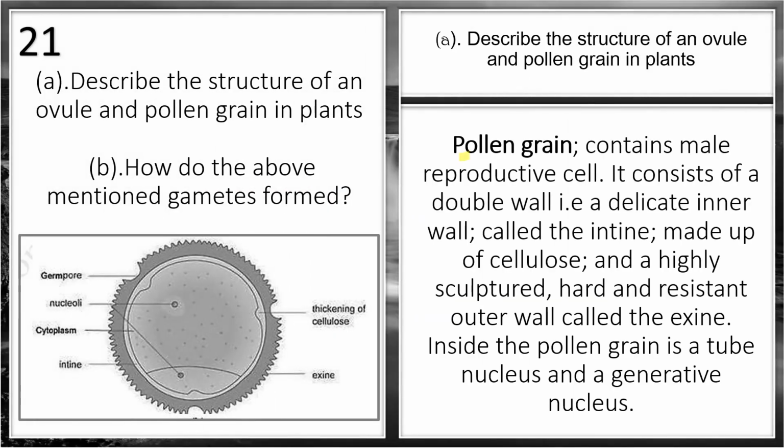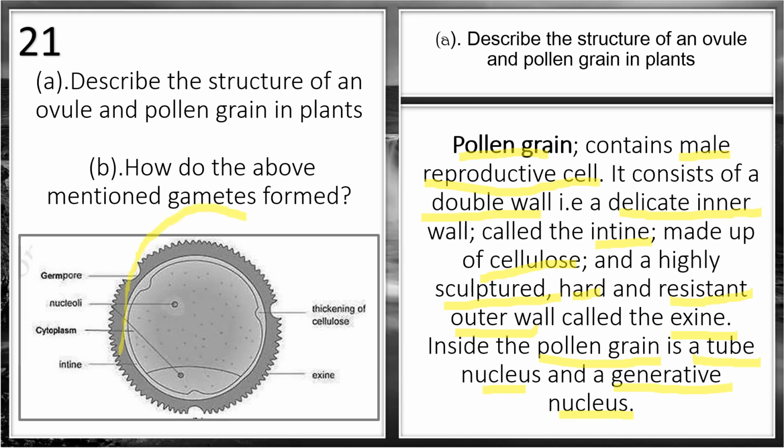Now let's look at the pollen grain. The pollen grain contains the male reproductive cell. It consists of a double wall, a delicate inner wall called the intine, made of cellulose, and a highly sculptured, hard, and resistant outer wall, which is called exine. Inside the pollen grain is a tube nucleus and a generative nucleus.